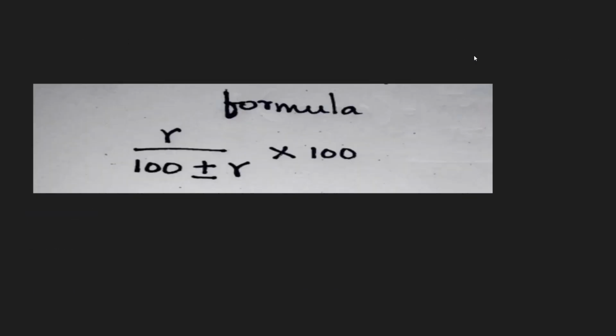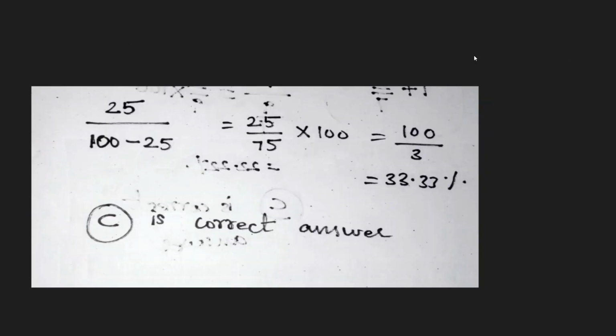So the first question, the solution is 25 by 100 minus 25. That is 25 by 75 into 100. That is 100 by 3. That is 33.33%. So option C is correct answer.